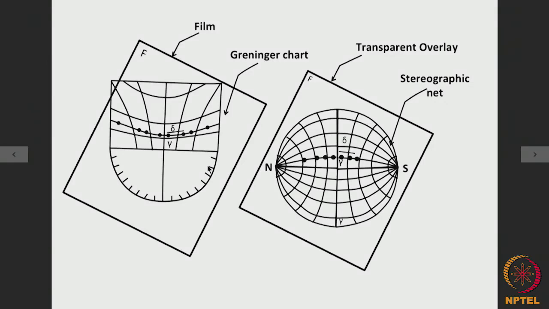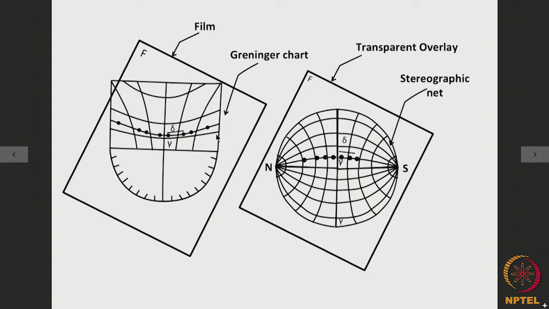Now, using the Greninger chart on top of the film, as I have already said, this is the location of all the spots on a particular hyperbola on the film. This is the value of gamma for this particular hyperbola, and the values of delta from the center will be different for the different spots. As I have already shown, these can be plotted on a transparent overlay over a stereographic net in this manner.